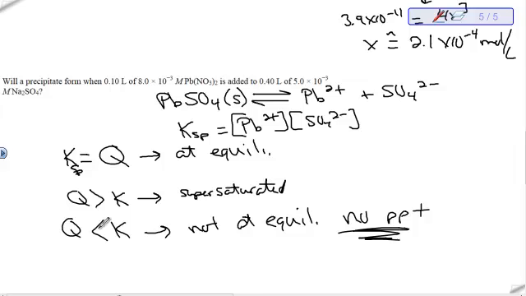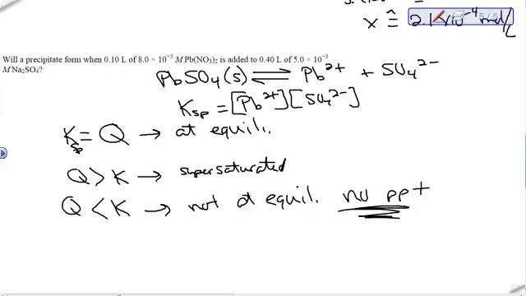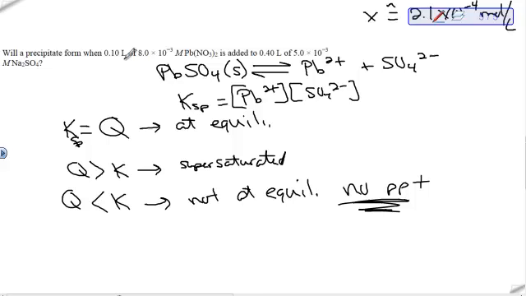If there was solid lead 2 sulfate present, but the concentration of ions was not high enough to equal K, then the lead 2 sulfate solid would dissolve until it was equal to K, or there was no more lead 2 sulfate to reach that point. So let's apply that reasoning. We're going to find the moles of each ion, the molarity of each ion. We're going to substitute into this expression and compare the K value to the Q and see what happens.